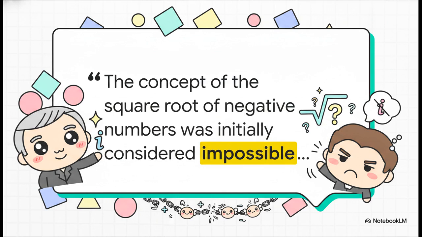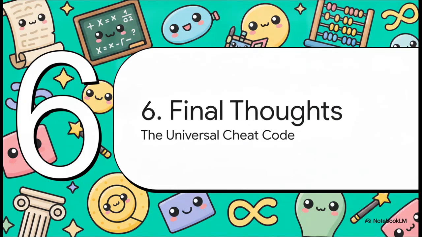It took centuries for mathematical legends like Gauss to step in and finally prove that complex numbers were absolutely essential to completing the puzzle. Gauss showed the world that these so-called garbage numbers weren't just glitches, but a fundamental part of the universe's logic.